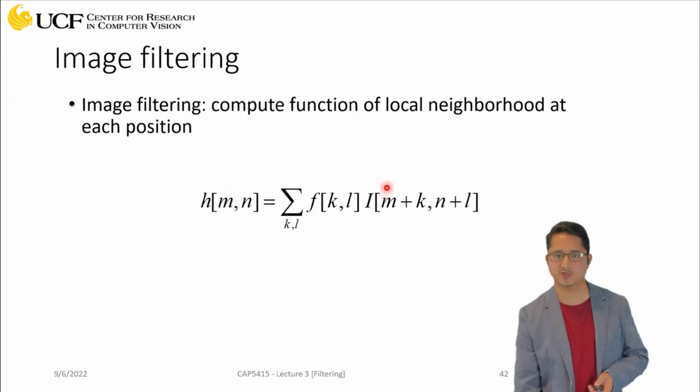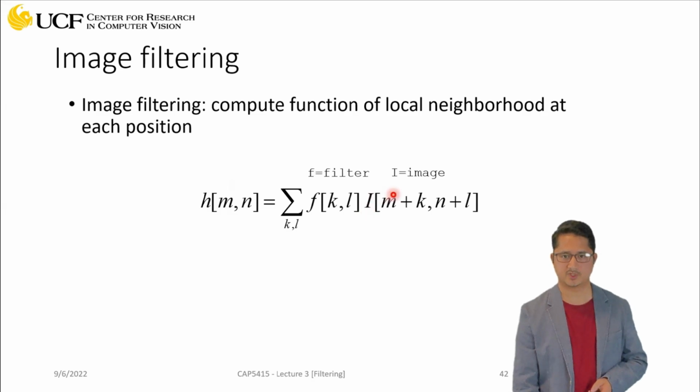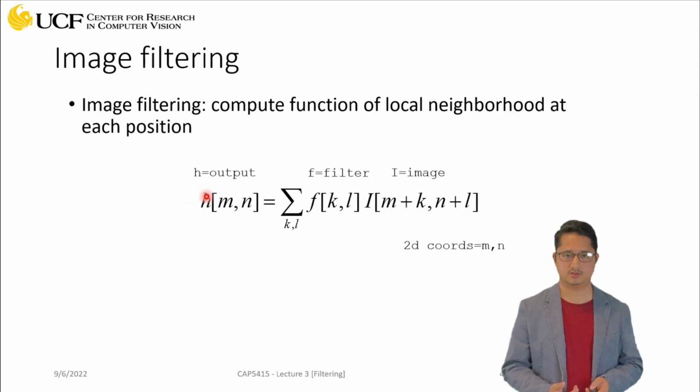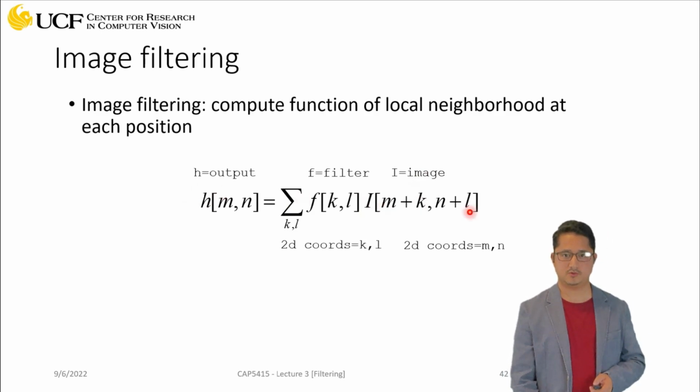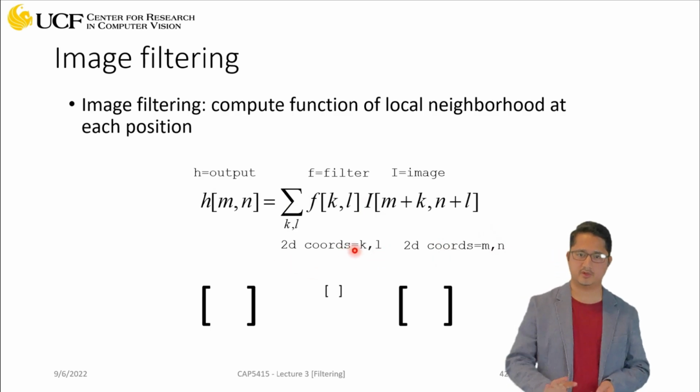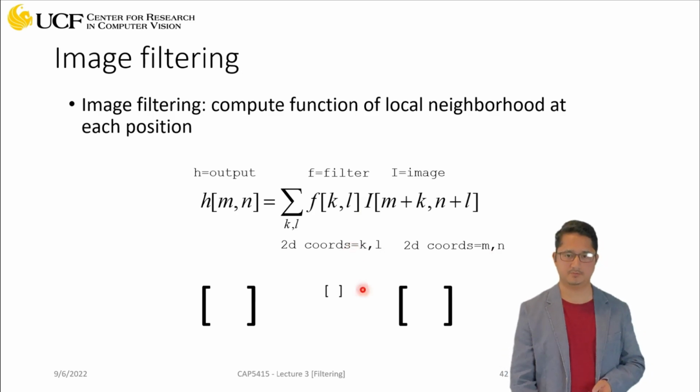So this general formulation is called image filtering, where I is your image, F is your filter, and H is the output, which is called the filtered image. M and N are the 2D coordinates in your image space. And again, K and L are 2D coordinates which define how big your neighborhood will be.